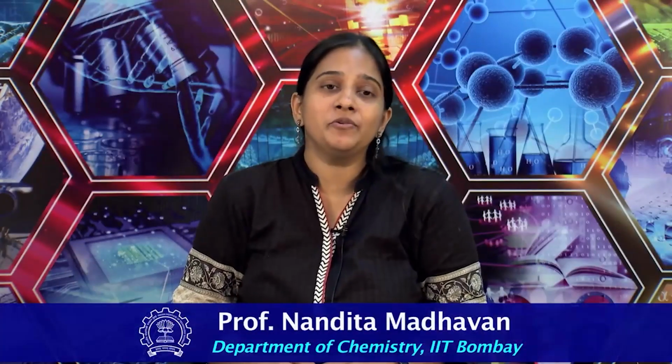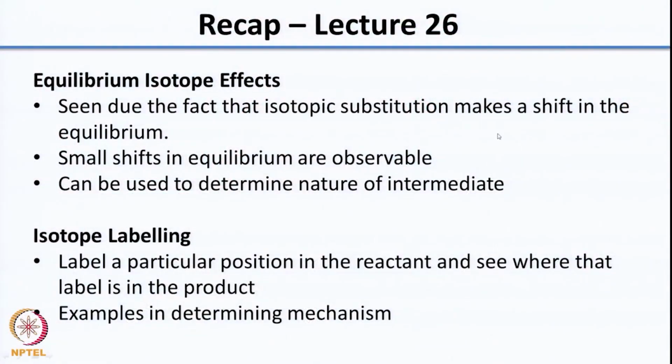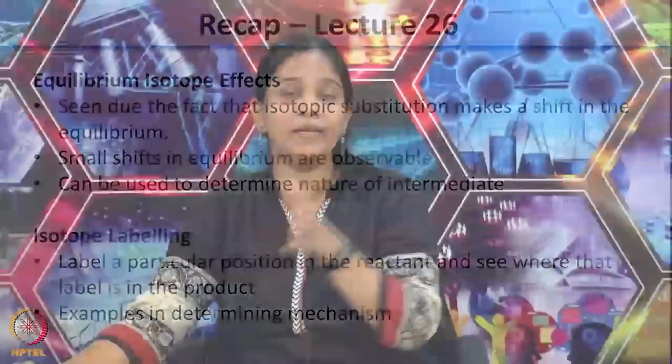So, welcome back. In the last class we had looked at equilibrium isotope effects, and this is seen due to the fact that isotopic substitution makes a shift in the equilibrium. We had seen that very small shifts in the equilibrium are also observable, and we could get very small perturbations to be measurable, and this could be used to determine the nature of the intermediate. So, we had seen the example where you had a rapid equilibrium versus one where you had a symmetric intermediate which is resonance stabilized.